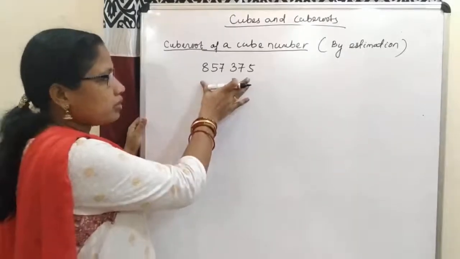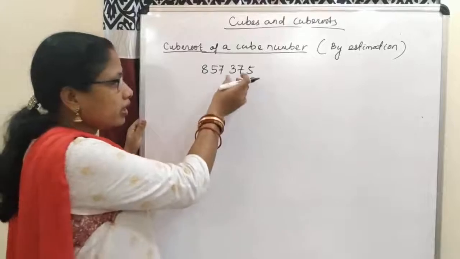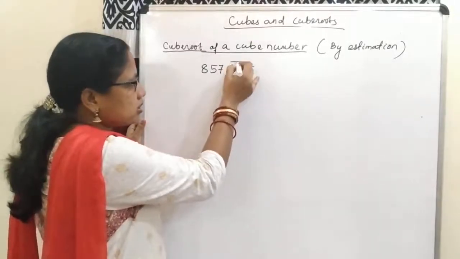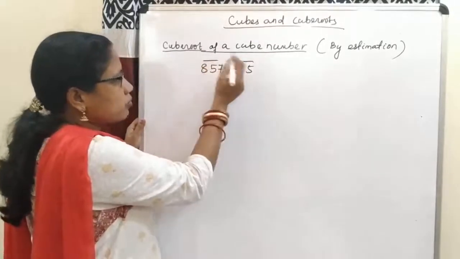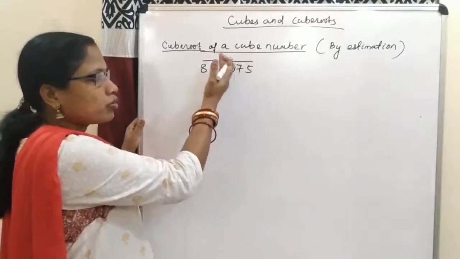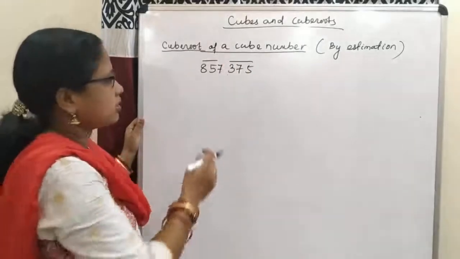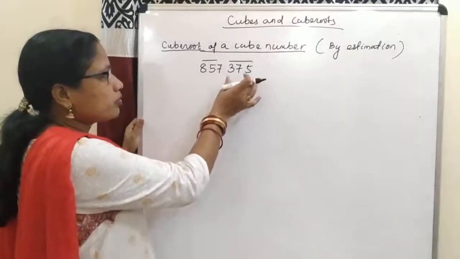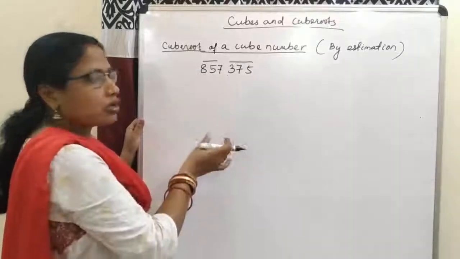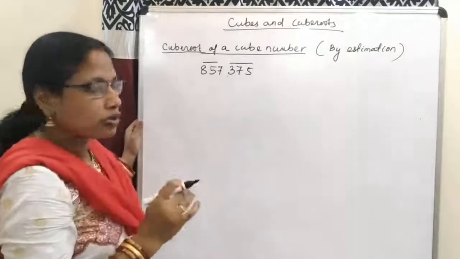First, your duty is to group the digits into 3. Like this is a group and this is a group. From the right side, from the ones place digit, you have to group the digits into 3 digits. Here I have grouped, so there are 2 groups. That means the cube root of this number has 2 digits.